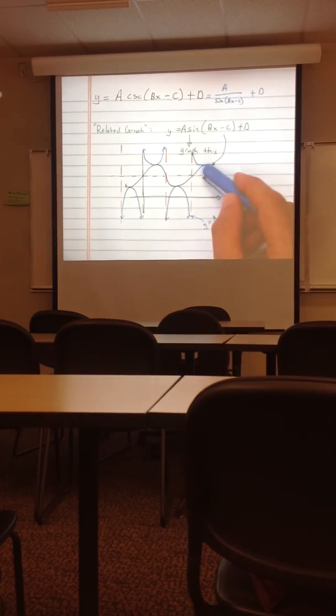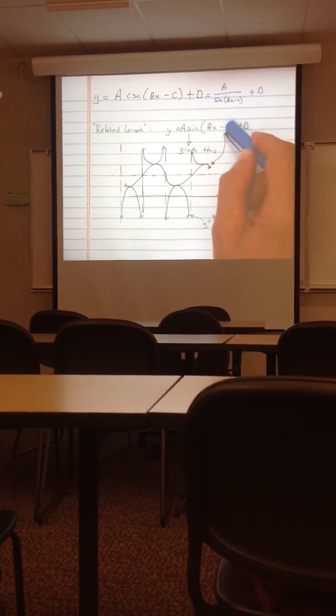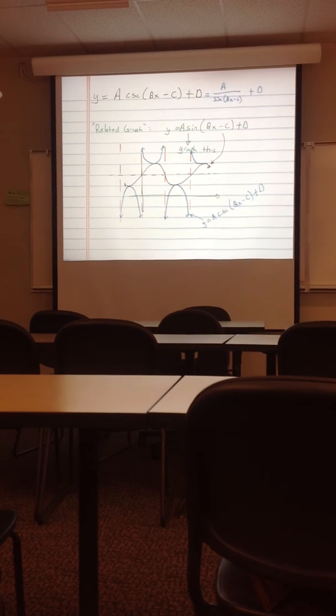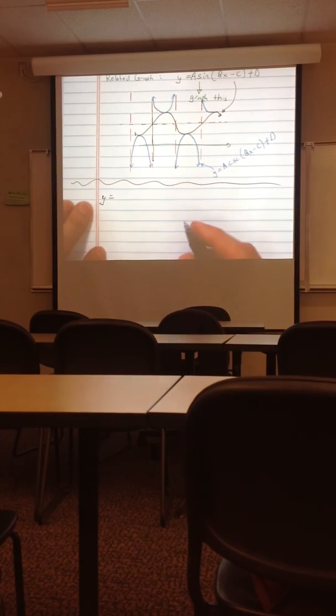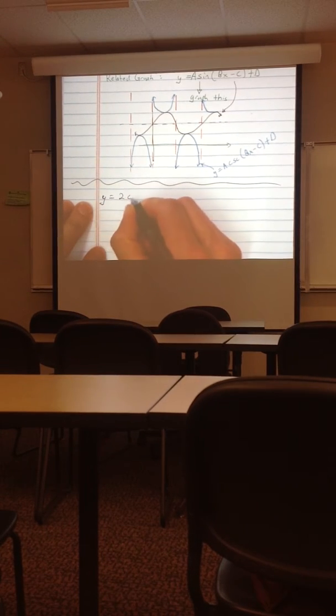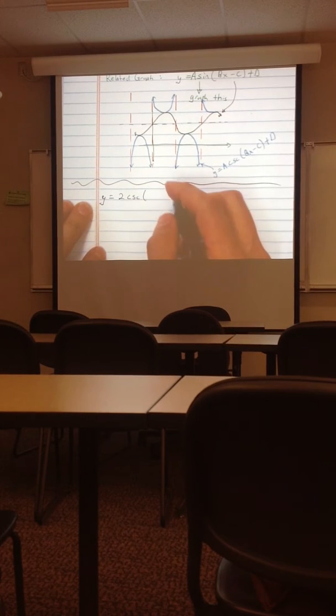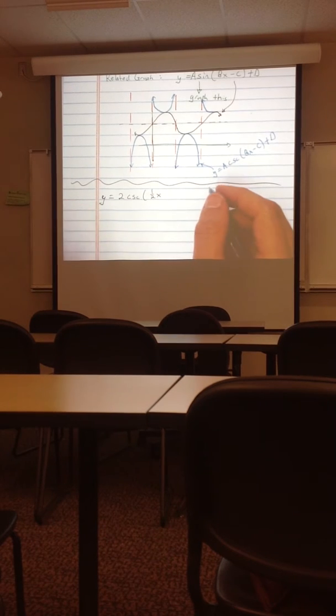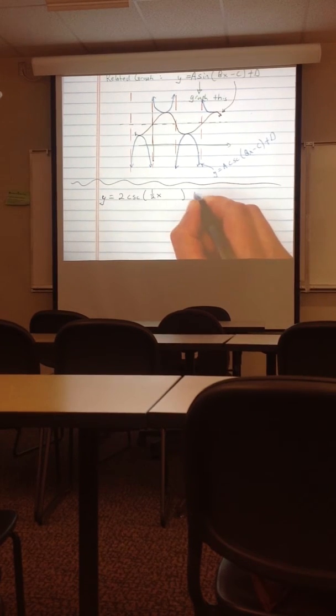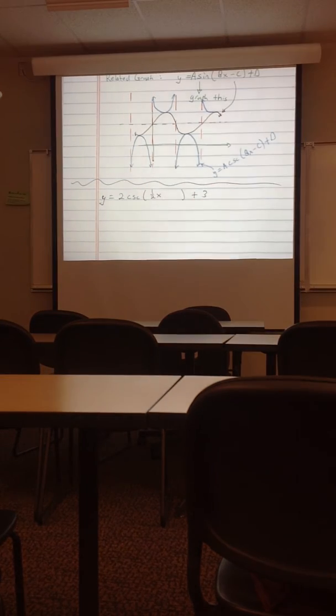This black graph is not part of our function. It's part of this function. The blue graph is the only part of the original one. Let's do one. Okay, so let's do y equals 2 cosecant of 1/2 x. You want a phase shift or not? Plus 3. I'm going to make at least a nice phase shift.